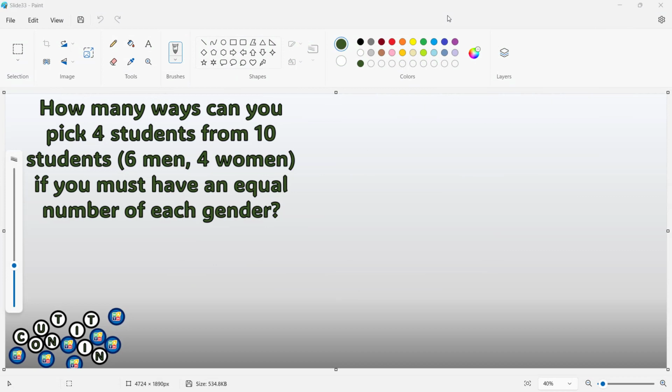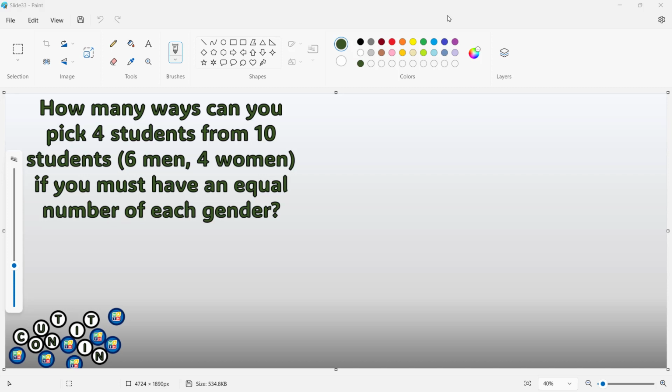How many ways can you pick 4 students from 10 students? We have 6 men and 4 women, if you must have an equal number of each gender. So when we say picking or selection, definitely this is under combination. But this is not the ordinary combination, because there is a specification that in your 4 students, there should be an equal number of each gender, meaning there will be 2 men and 2 women, the genders that are specified for this given item alone.